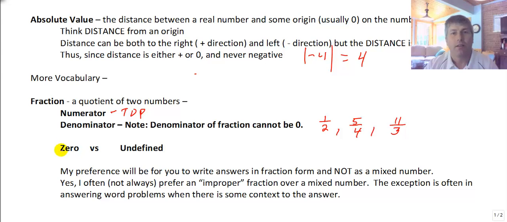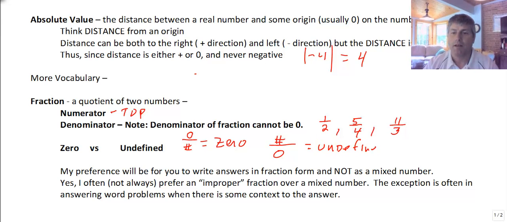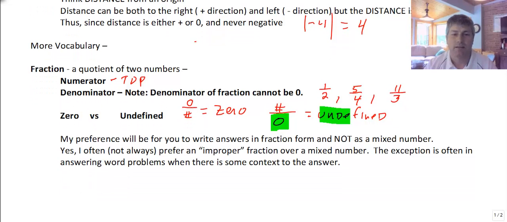Another thing with fractions, the sooner you learn this and realize it, the better your math career is going to be. A fraction, 0 over a number, is 0. 0 over any number is 0. Whereas some number over 0 is undefined. So we don't want 0 in the denominator. If 0 is underneath, we are working with a number that is undefined.